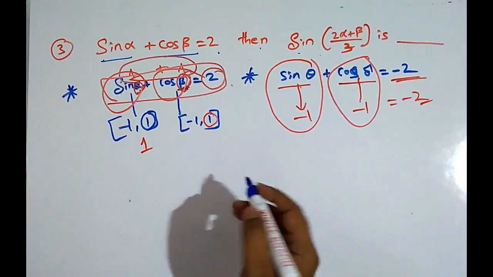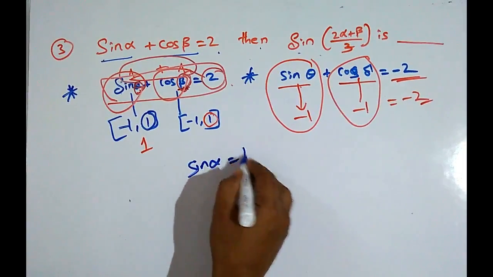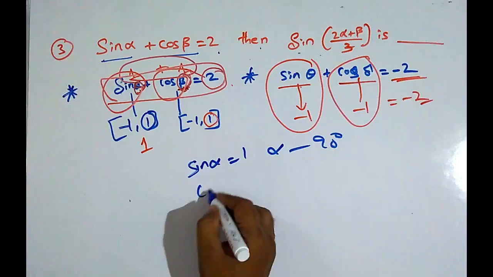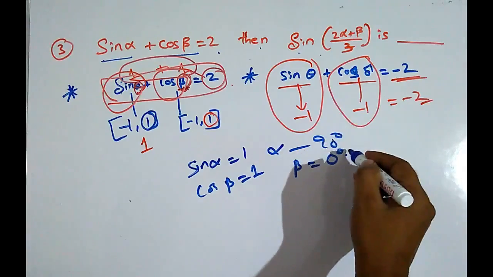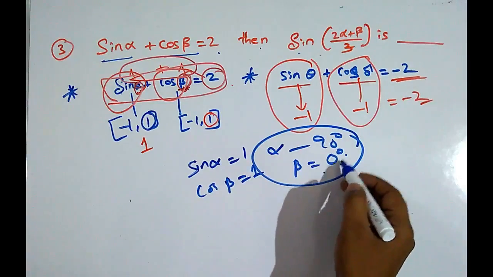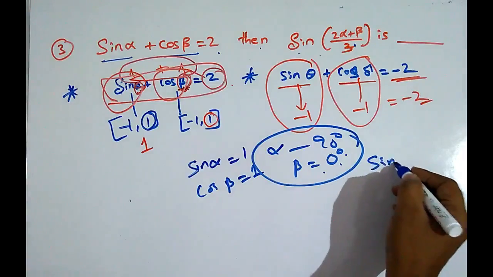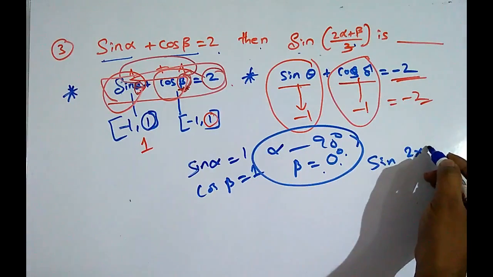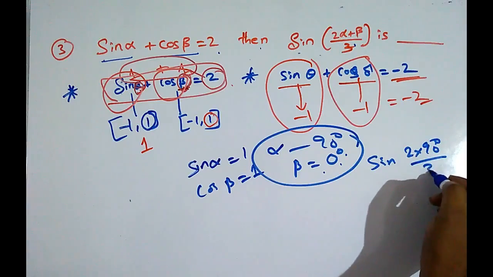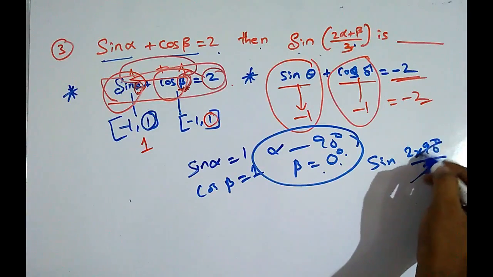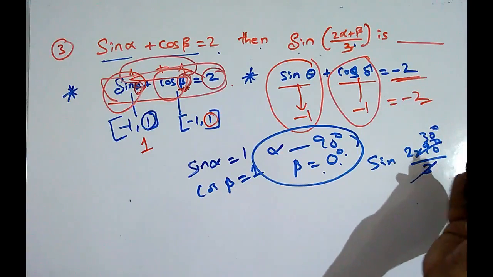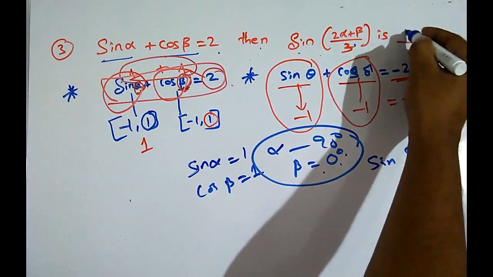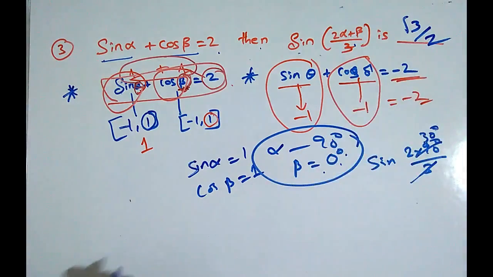If sine alpha is 1, then alpha is 90 degrees. If cos beta is 1, then beta is 0 degrees, friends. Substituting alpha equal to 90 and beta equal to 0, here we get sine of 2 into alpha, that is 90, divided by 3, friends. Beta anyhow is 0. 3 30 times, and 2 30s are 60, and sine 60 degrees is given by root 3 by 2. So root 3 by 2 is the answer, friends.